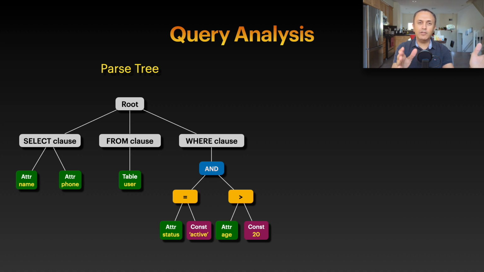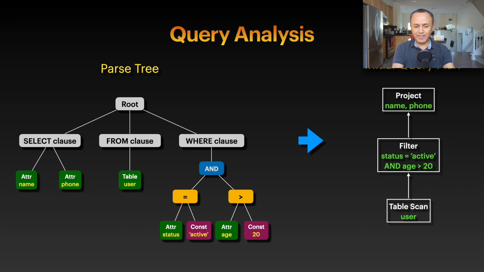Then the analyzer will start creating a query plan. A query plan is basically the relational algebra equivalent of this query. Remember when we talked about relational algebra, there were things like selections, projections, all these operations. So we're going to now put these operations in the order corresponding to the query. In this query, we have one table, user. We're going to filter it based on that where clause, and then we're going to project only the attributes name and phone. So it's going to look like this: table scan on user, followed by a filter with the conditions that we have, followed by a project on name and phone.